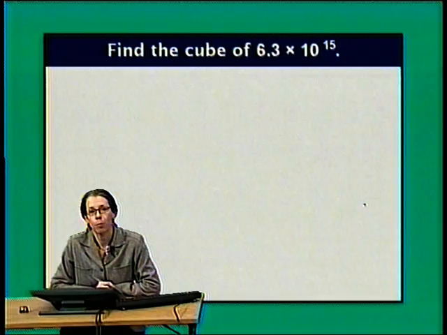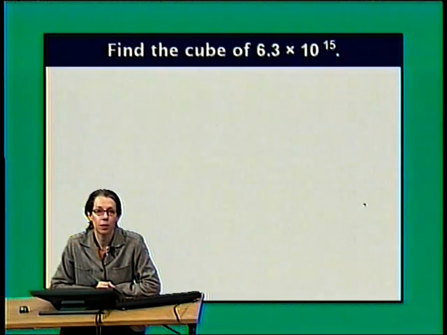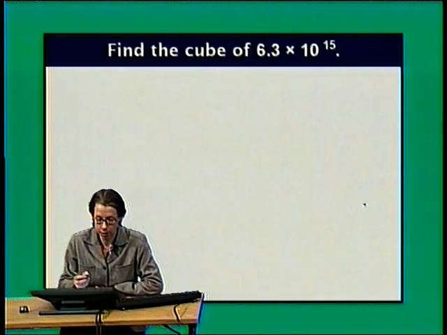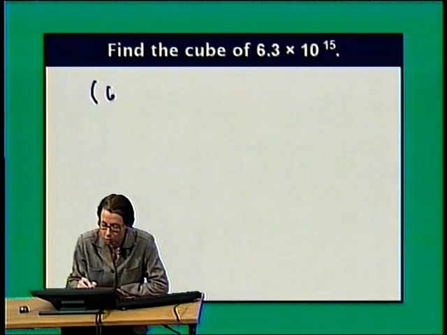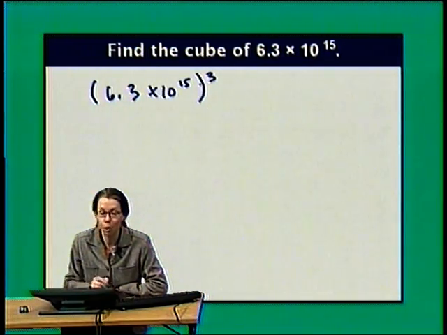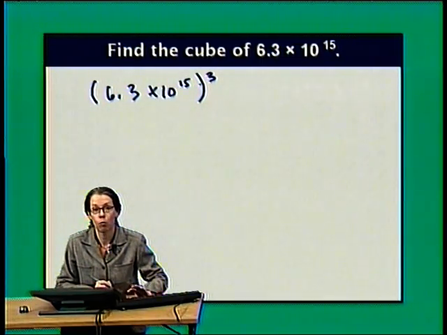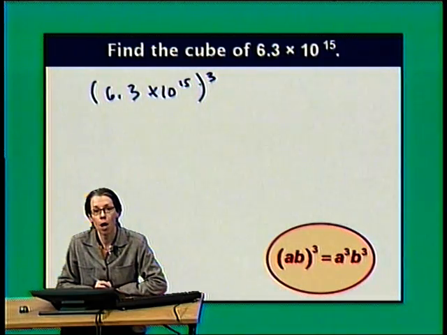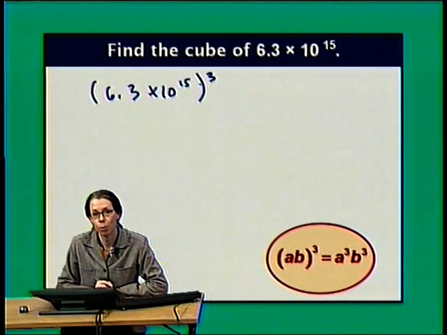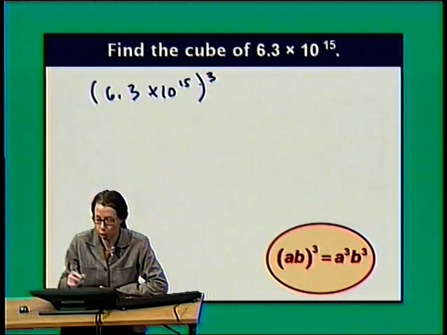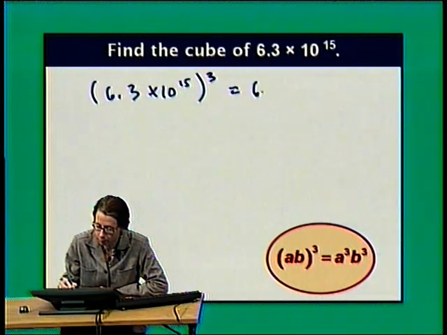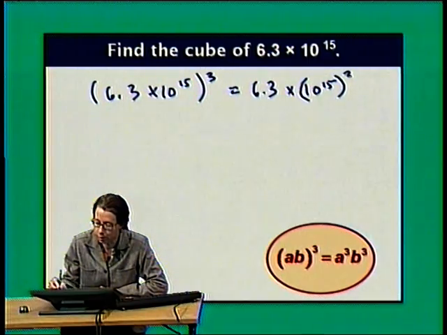One last example, we want to find the cube of 6.3 times 10 to the 15th. So I want to take 6.3 times 10 to the 15th and cube it. I'm going to be using rules of exponents here. Remember that if I have a product and I cube it, I'm going to be cubing each of the factors. So I need to cube 6.3, and I need to cube 10 to the 15th.